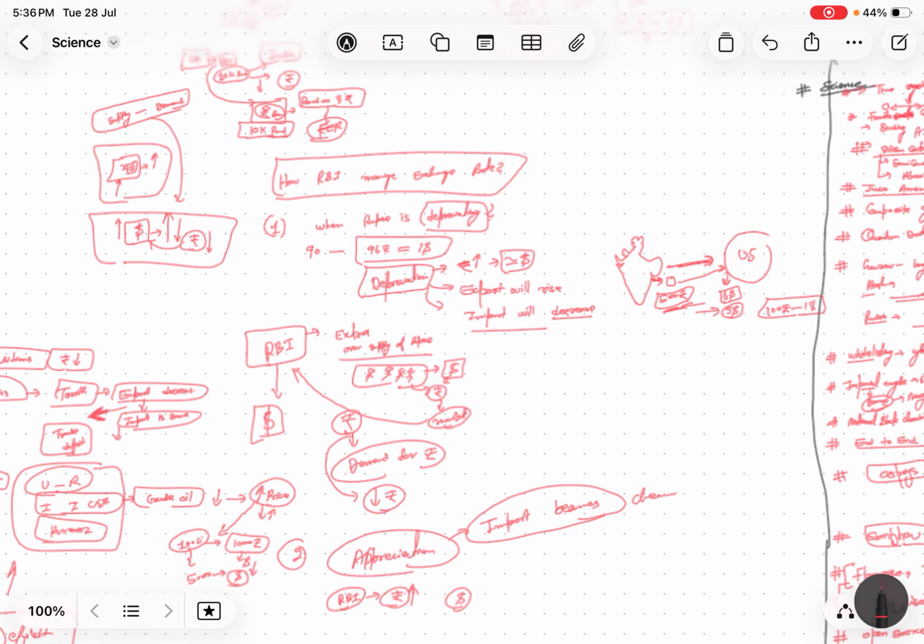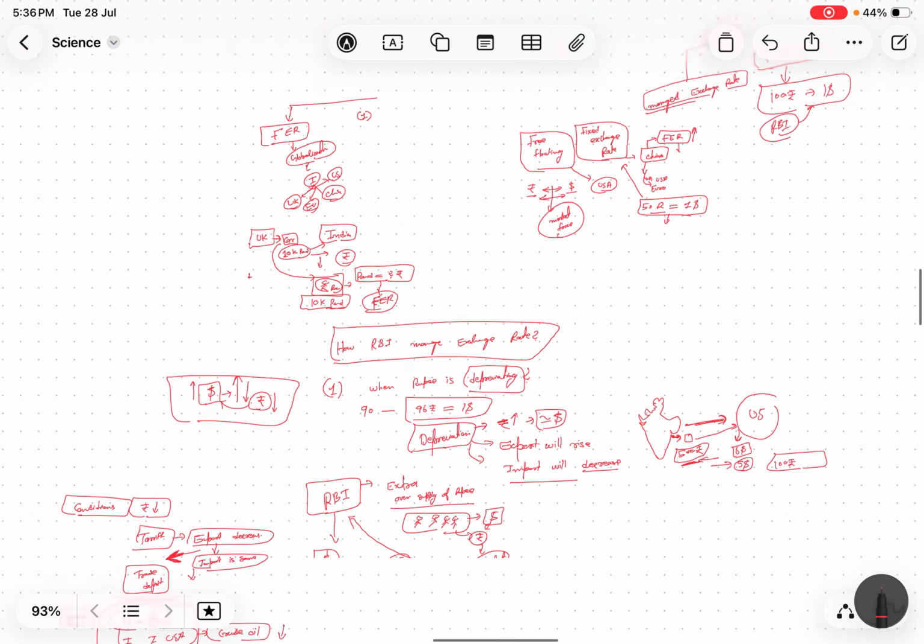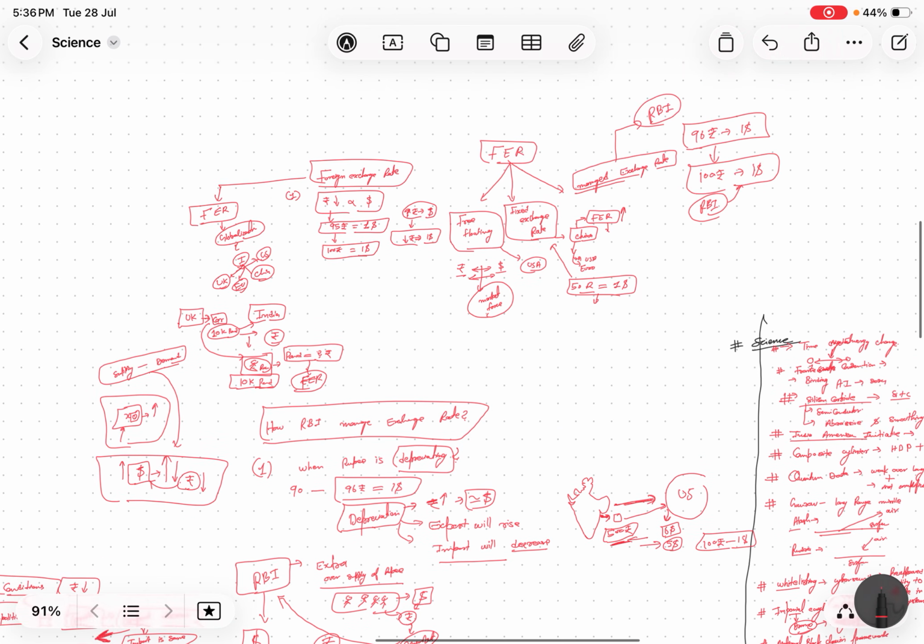That's why the RBI chooses this option, to manage the exchange rate. It manages the currency when it is depreciating, and it manages the currency when it is appreciating. So I hope you understood why the rupee is depreciating, and how all the things work.